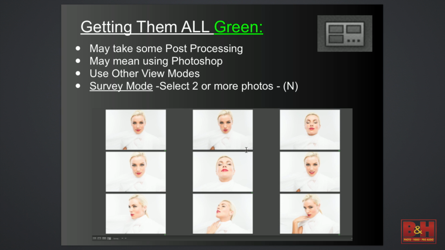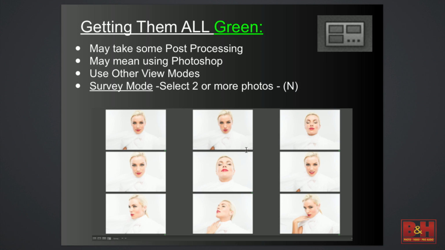So survey mode, you can select 2 or more images. Looks like I have 9 of them up there. And you would hit N. N is your keyboard command again, survey mode. When they're up there, what happens, and you can't see it in here, there's a little X in the corner when you go over them. And what this does, it gives you a matrix.